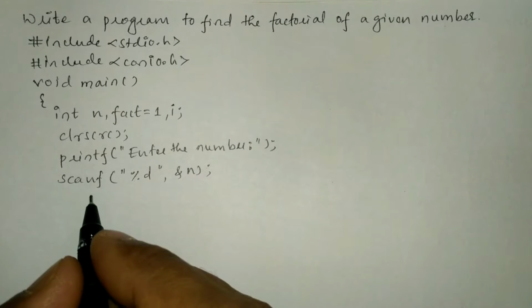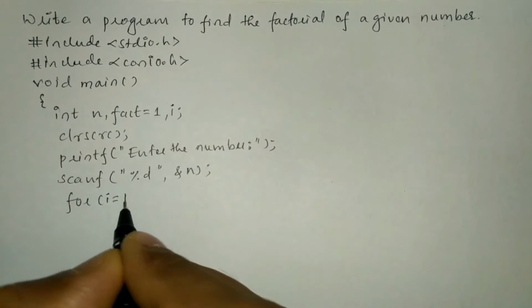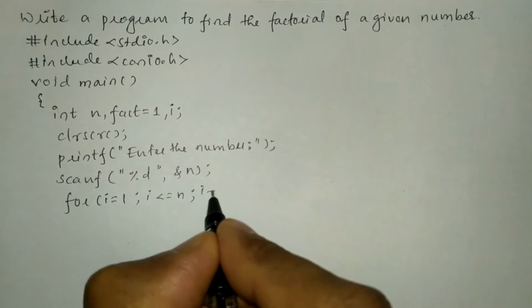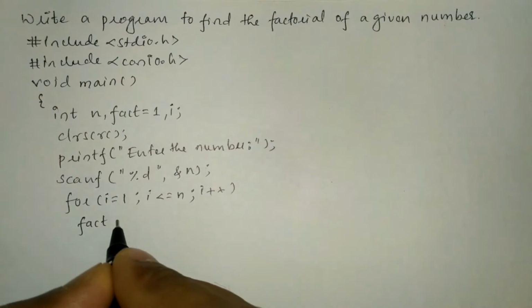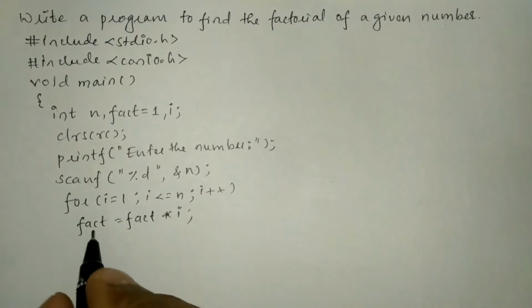Now let us take a for loop for i is equal to 1, i is less than or equal to n, and then i plus plus. Now we are going to write fact is equal to fact into i and put a semicolon.